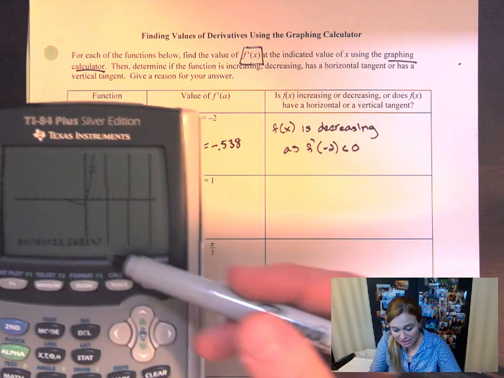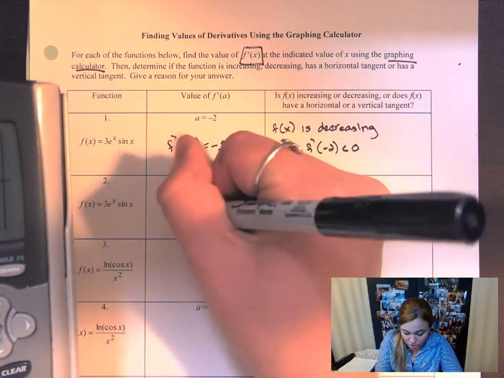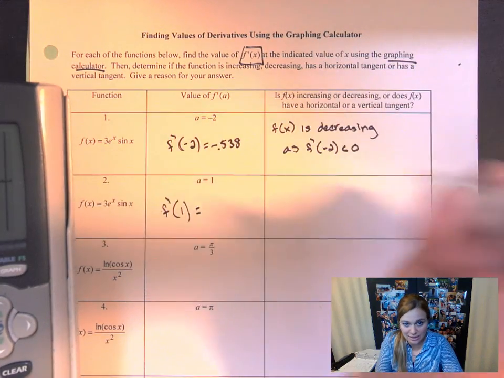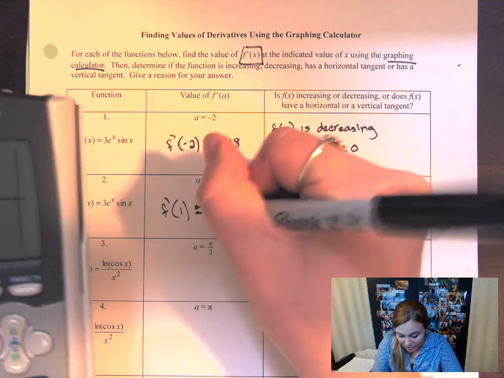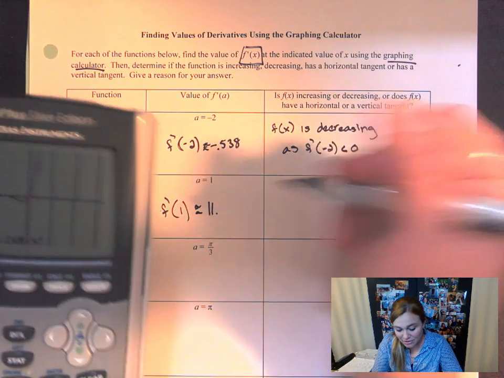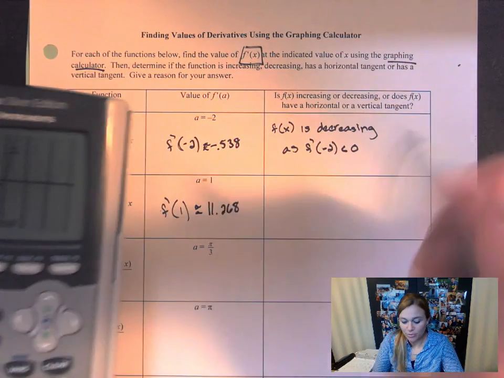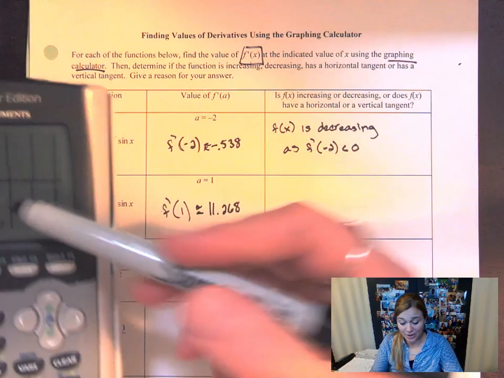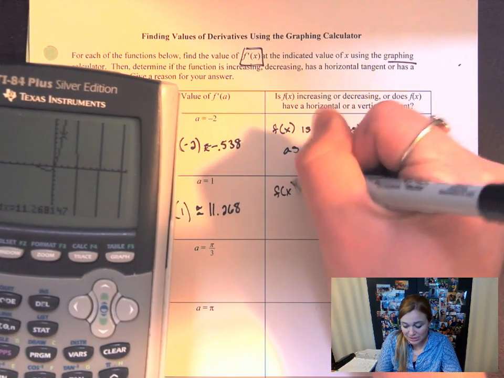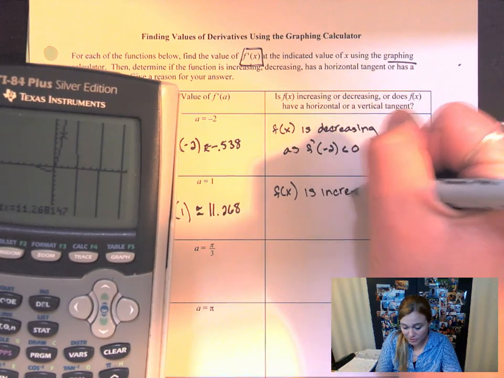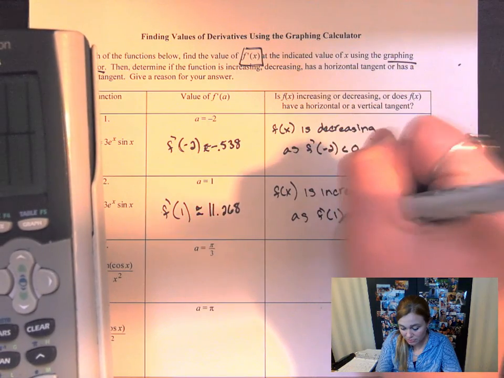My derivative is 11.268147. So I'm going to say f prime of 1 is approximately, since I was rounding, 11.268. And then if I want to know, is the function increasing or decreasing? Right now I can look at it and I can see that the function is increasing. But if I didn't have the graph, I could say f of x is increasing, and the reason is f prime of 1 is greater than 0.